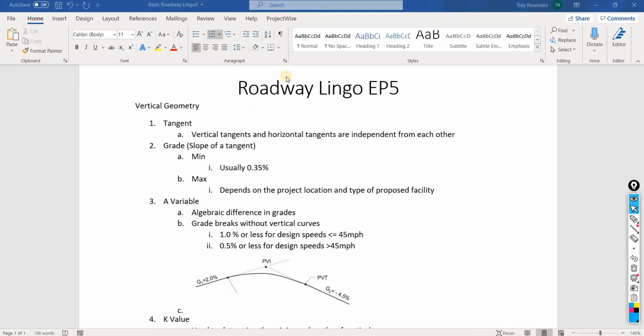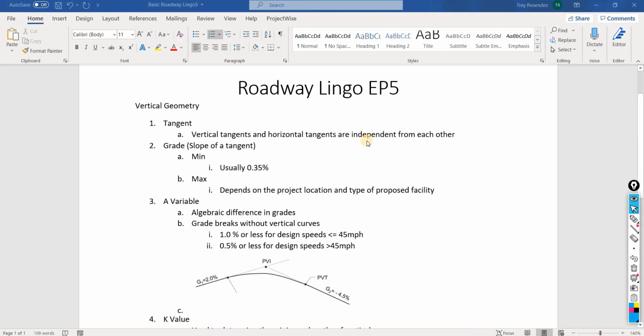So this is going to be Roadway Lingo episode 5, and it's going to be all about vertical geometry. So number one, we have tangent, and vertical tangents and horizontal tangents are independent from each other.